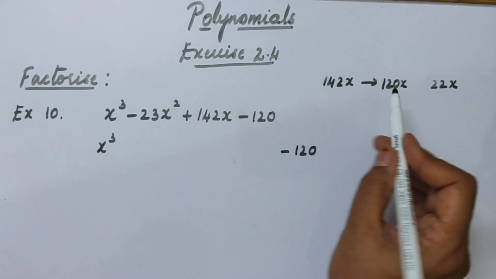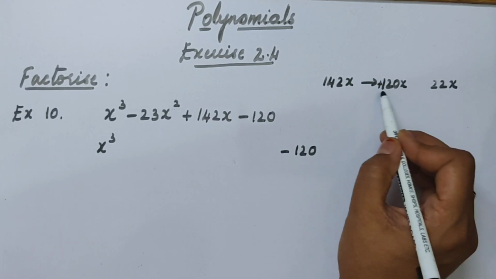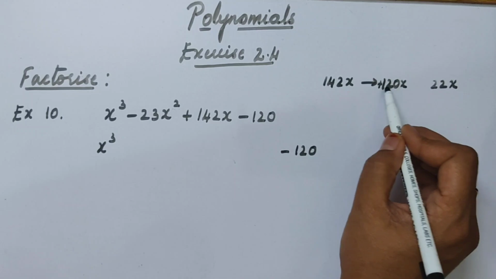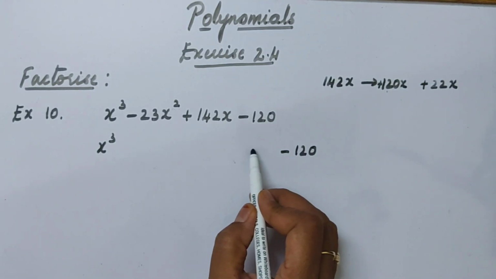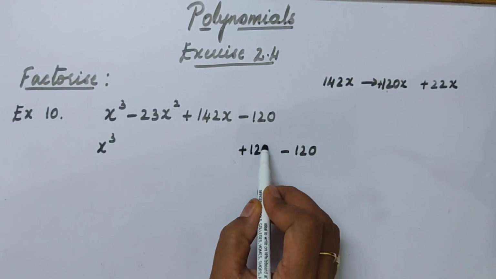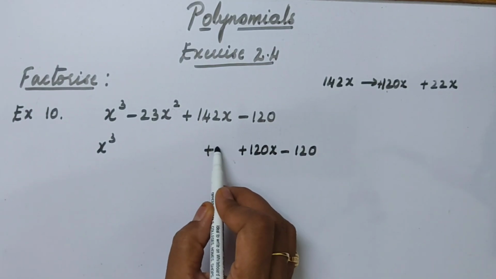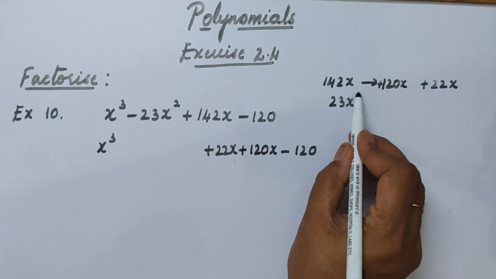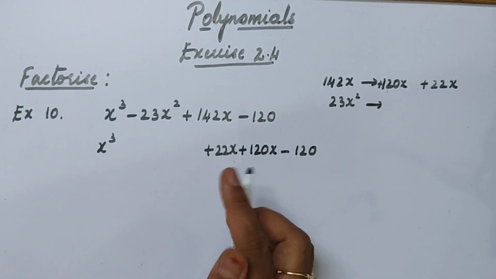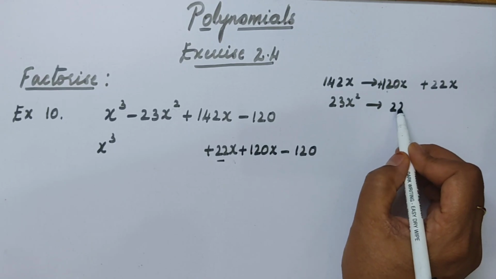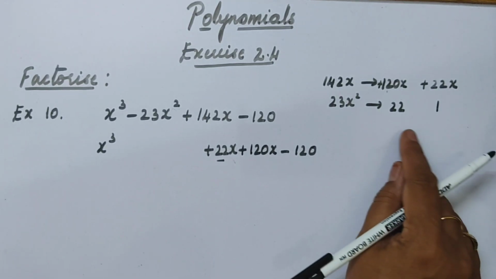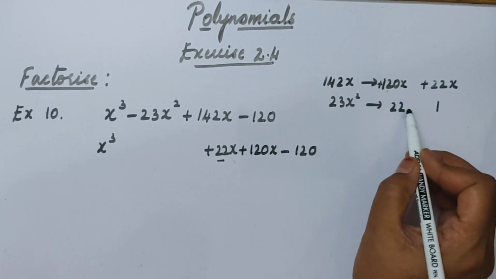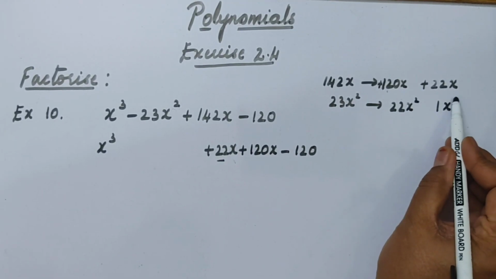Now the first sign, that is plus, is there. So the first plus sign I'm going to place here. If I add, I'm going to get 142, so the same sign repeats. I'm going to write here plus 120x and plus 22x. Now next is 23x square, students. I have to get a pair of numbers. Here 22 is there. I'll start with 22 and 1. A pair of numbers I got, that is 22 and 1. If I add these both, I'm going to get 23. Right? I'll write this x square as well.